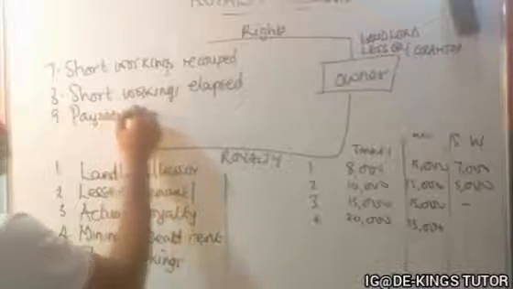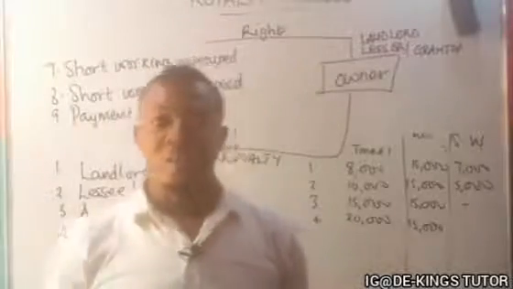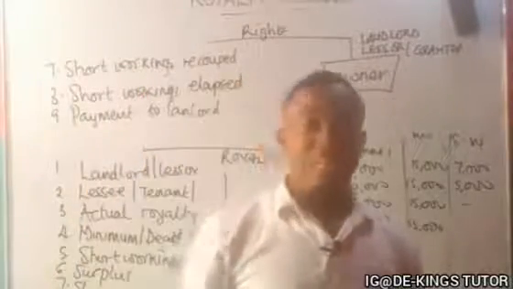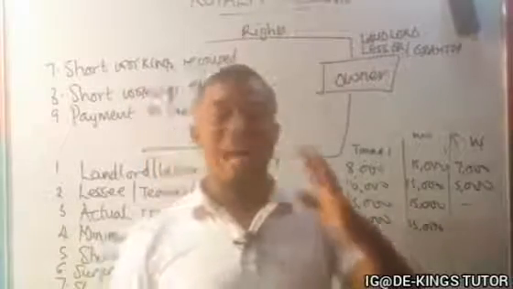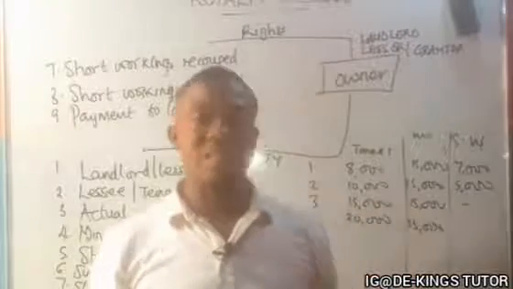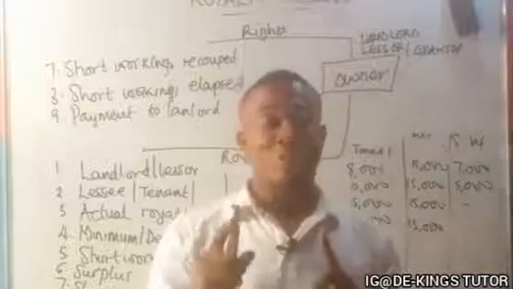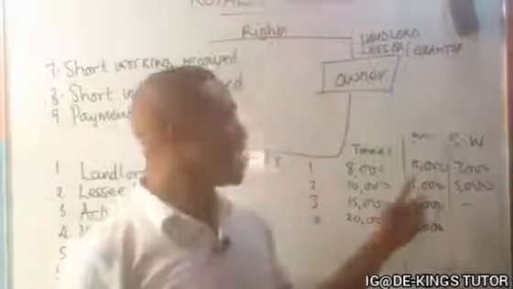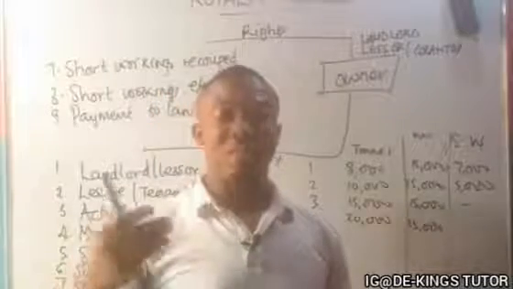Payment to landlord. The payment to the landlord, the lessor, is the actual amount paid, as in the royalty schedule. We will see that the actual amount being paid will not be less than the minimum rent. In a particular year, it can be more than the minimum rent.